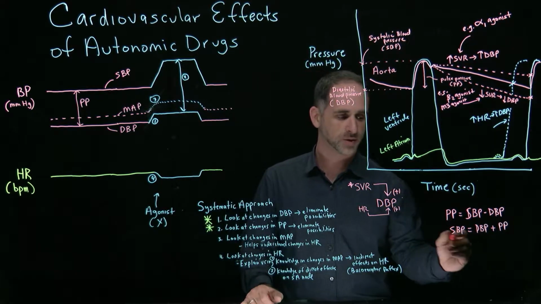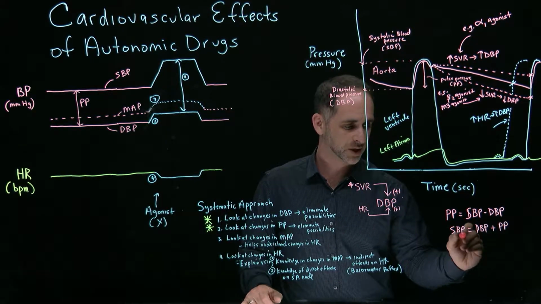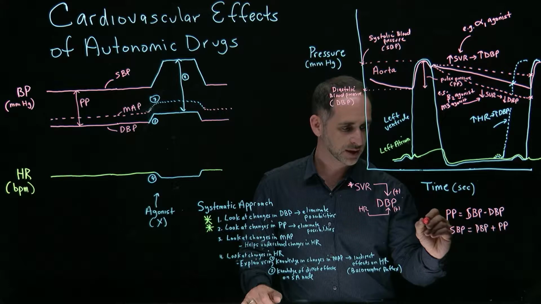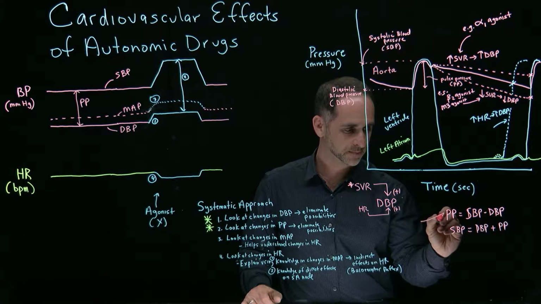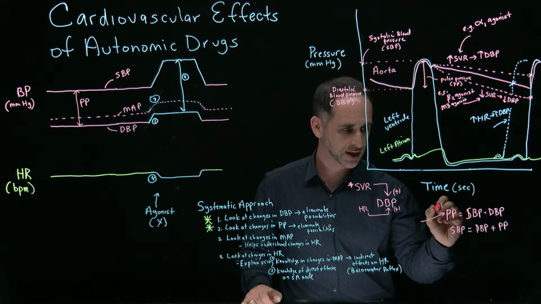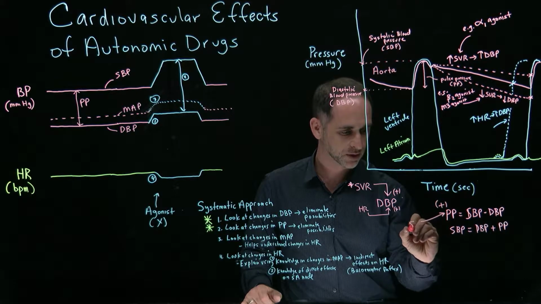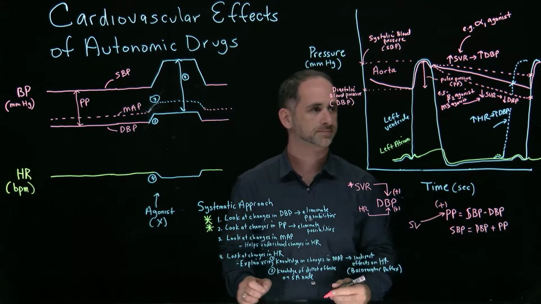So we're going to go through the same exercise. We can just do this down over here, right? We have the pulse pressure, okay? This would be a positive relationship with the stroke volume, okay?